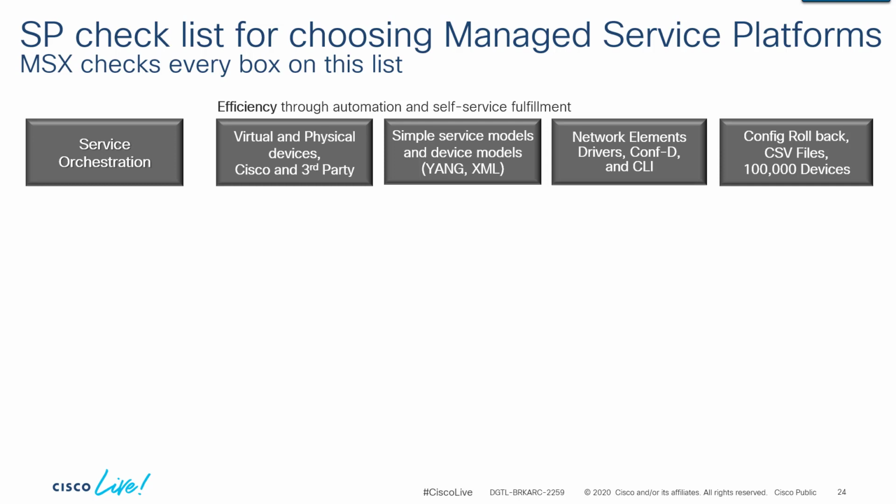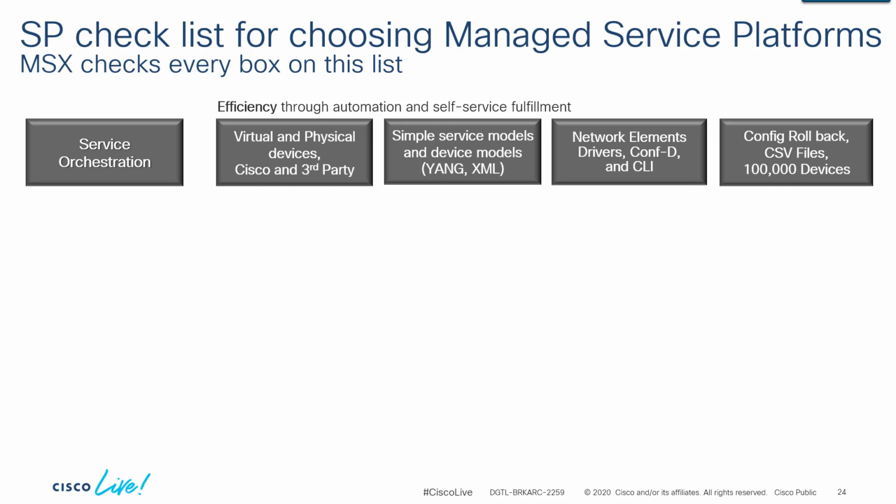MSX, Managed Service Accelerator, checks every box on this list. I'll go through this very quickly, but you can come back and take a look at it. So what do SPs mean by service orchestration? They mean efficiency through automation. You need to be able to orchestrate both physical and virtual platforms, and it needs to have Cisco and third parties available for the catalog.